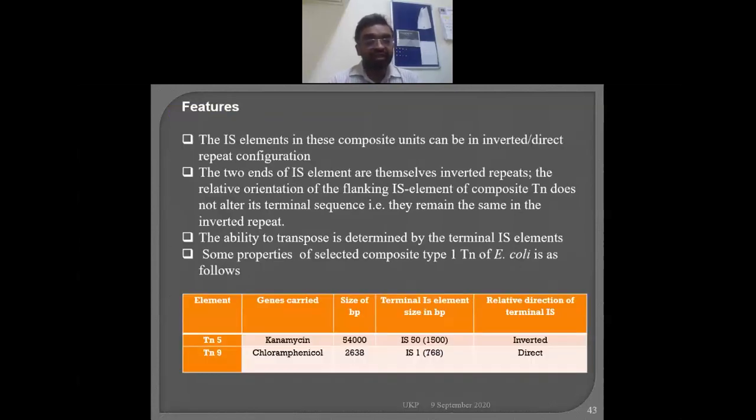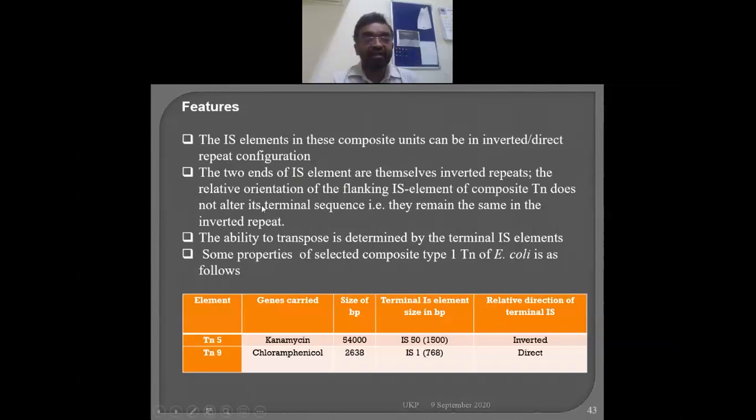We are going to collect the characteristic features of these one by one. The first thing is that the IS elements in the composite units are in an inverted or a direct repeat configuration. The same is applicable to the ends of the inverted repeat. Here the difference is that it is an inverted or direct repeat also. That is also a possibility.